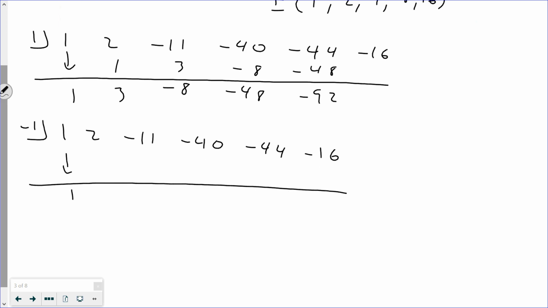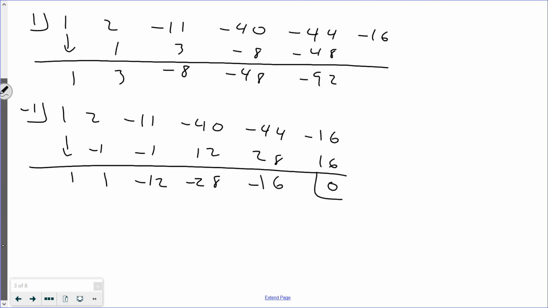Drop down the 1. -1 times 1 is -1. Add going down, you get 1. And you just keep going. And what we end up getting is that we do get a remainder of 0 when you do synthetic division with -1.